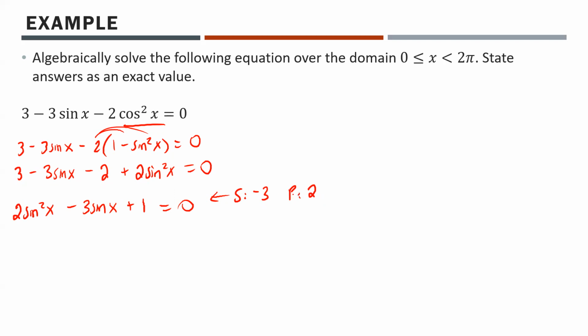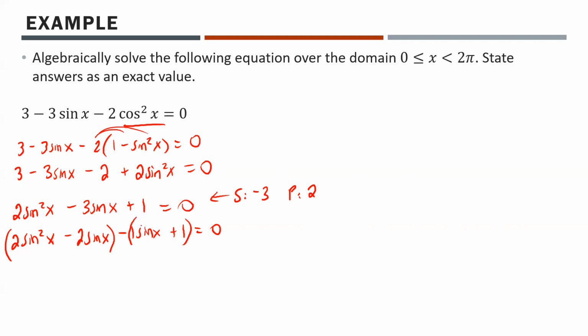Well, that'd be -2 and -1. So I'm going to split this middle thing apart using -2 and -1. So I've got 2 sine squared x minus 2 sine x minus 1 sine x. So there's my -2 and my -1. Plus 1 equals 0. Put brackets around the first two, brackets around the second two.